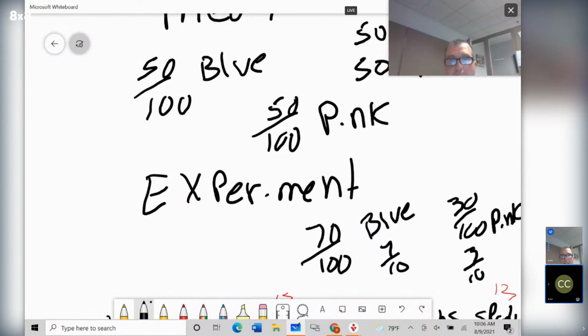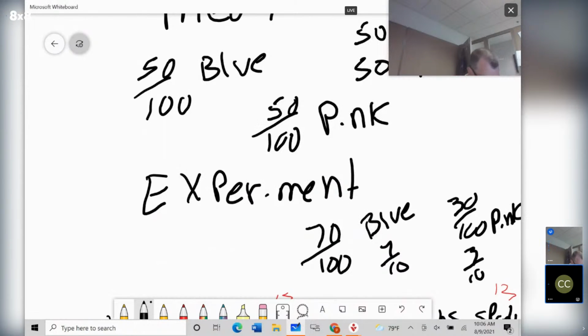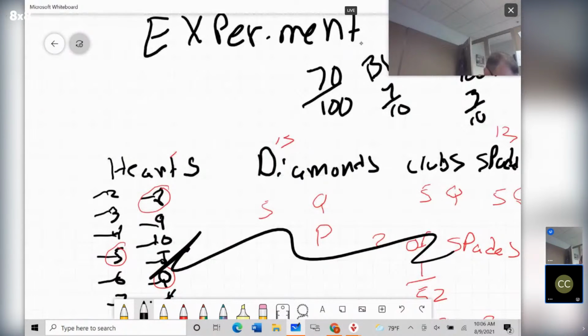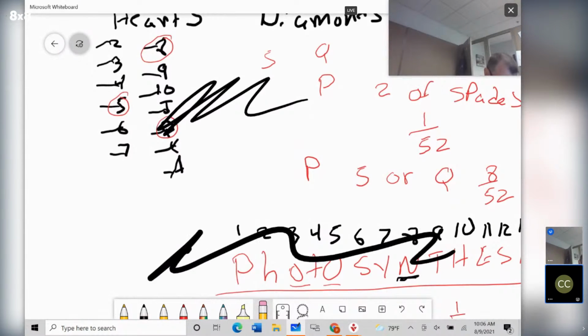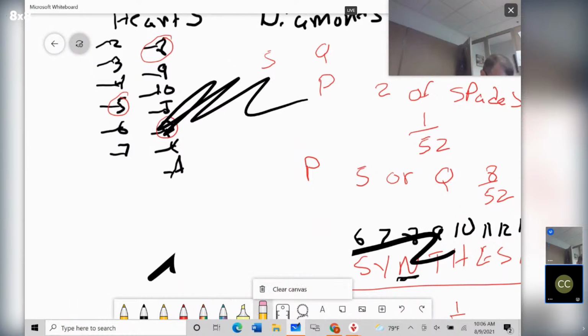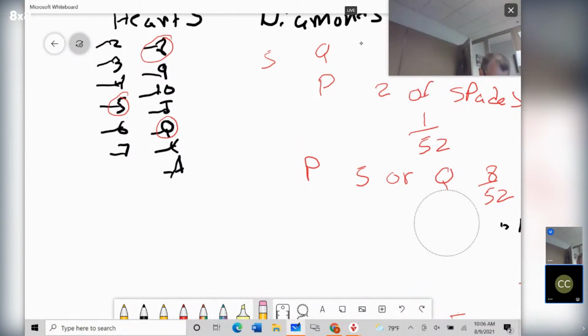That's when you actually do the experiment, because if I was going to back this up, and let's say we flip a coin, because on the coin it's either heads or tails, so you would think that it would be 50% for each.